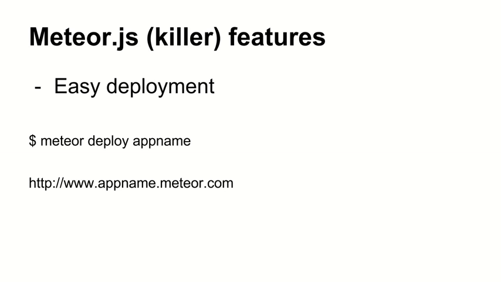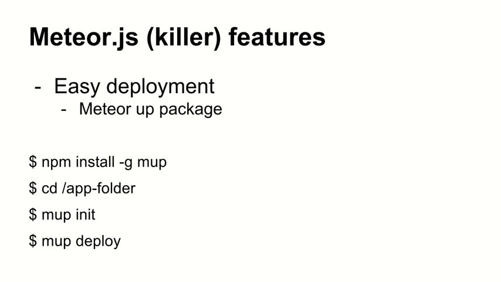You can deploy a Meteor application with one command, meteor deploy appname, and then you can see your application on appname.meteor.com. That's hosting provided by Meteor for free. If you want to deploy your application to your own server, you can use the Meteor app package. You will install it with npm. Command init will install everything you need for running your application on your server. Command deploy will upload and run your application.